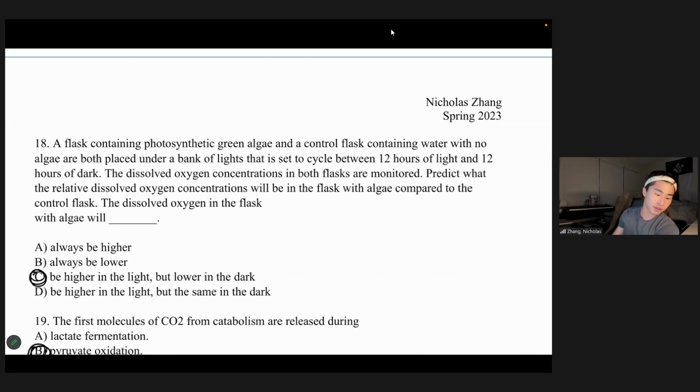A flask containing photosynthetic green algae and a control flask containing water with no algae are both placed under a bank of lights that sets a cycle between 12 hours of light and 12 hours of dark. The dissolved oxygen concentrations, well, you can read it. So basically, I'm talking about photosynthetic algae versus nothing in two separate vials, right? So in the presence of light, because it's photosynthetic, it's going to create oxygen from just performing its normal metabolic actions or anabolic actions, stuff like that.